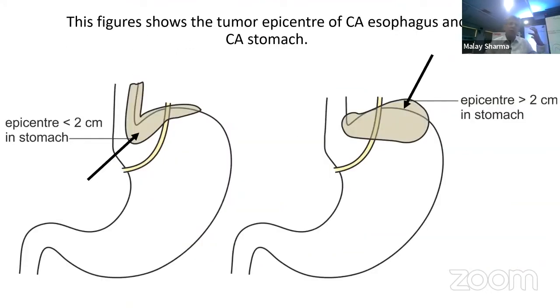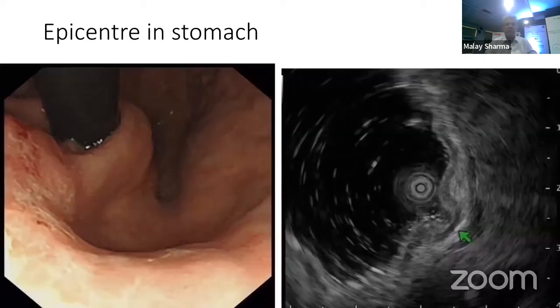This is important, and we need to know it because the epicenter of a tumor is the most important thing. If the epicenter is less than 2 centimeter into the stomach, this is called cervical esophagus. If the epicenter is more than 2 centimeter into the stomach, this is included in cancer of the stomach. In this case, for example, the epicenter of the tumor is in the stomach.